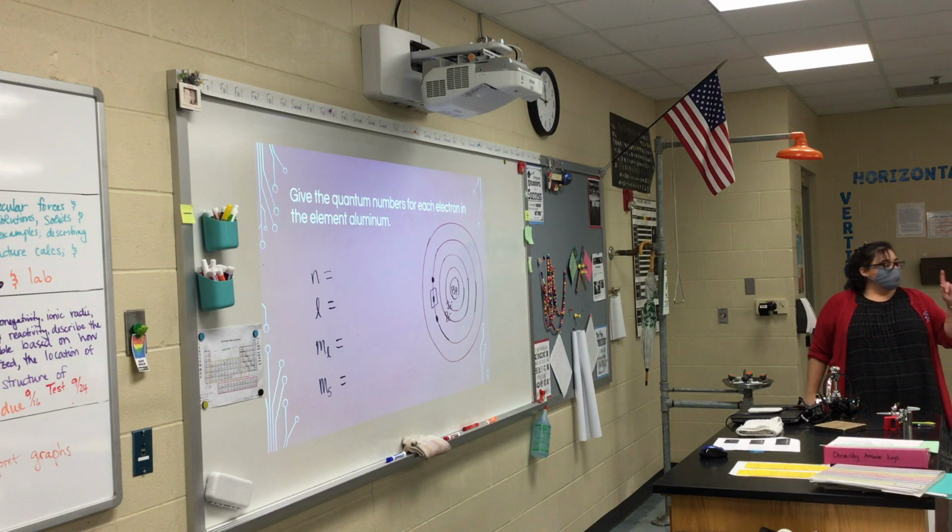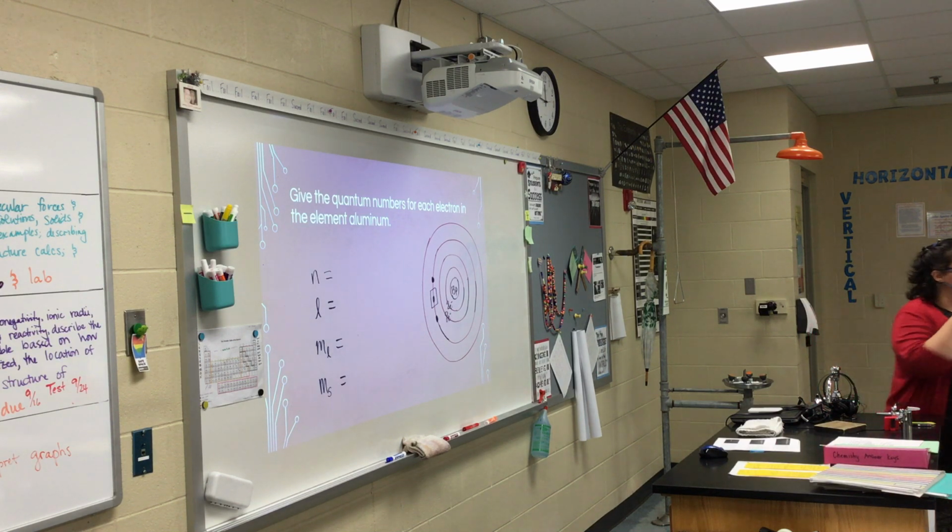Yeah, so remember, aluminum, you put your finger on aluminum, it's in the third row. So it's got to have 3 rings with electrons in it. Okay, because there's a row. And then the column, if you ignore that middle D block, how many columns do you count over? 3. There are 3 electrons in the last shell.